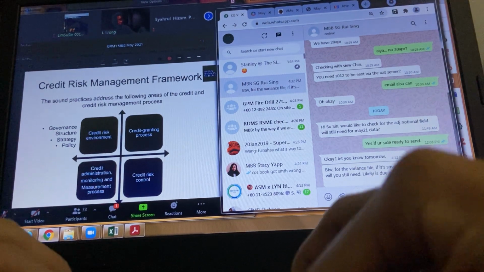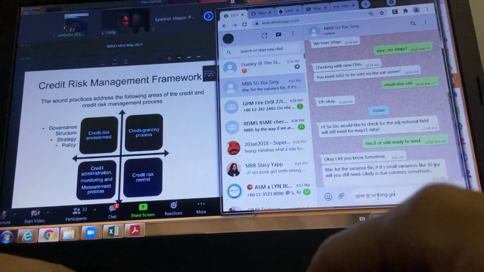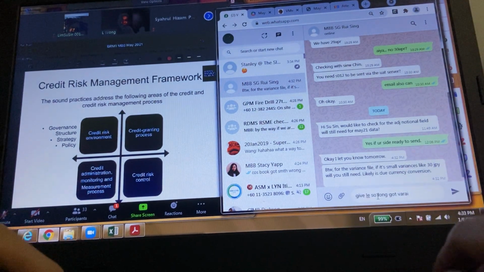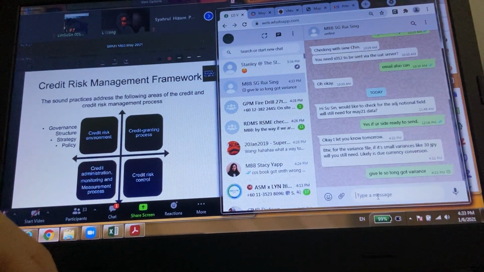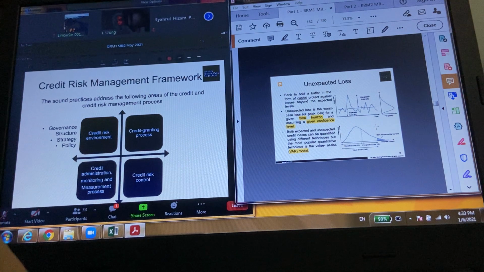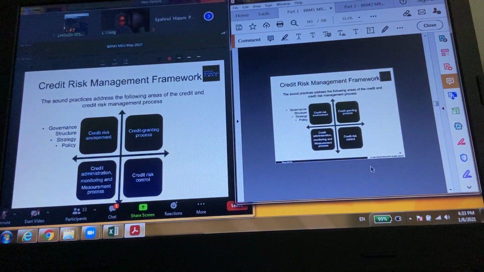So basically here, they are saying that, based on the framework, you should have a risk environment. For example, who are the people who govern that: as usual, the board of governors, the risk management department, the head of the business unit. They will come up with policies and strategies for the people to comply with to reduce risk. So that's the credit risk environment.